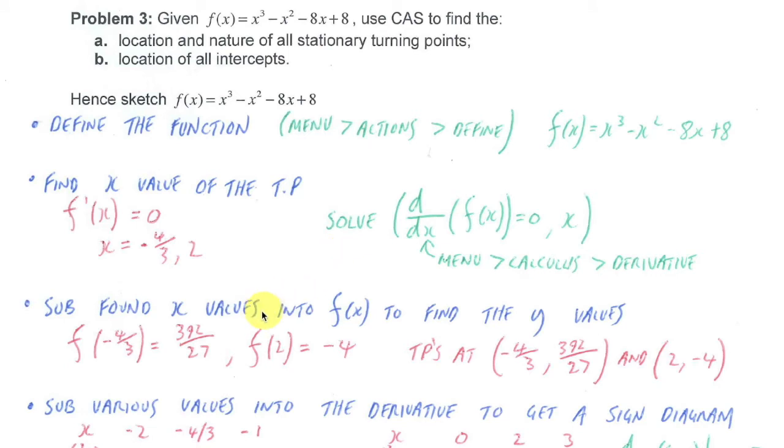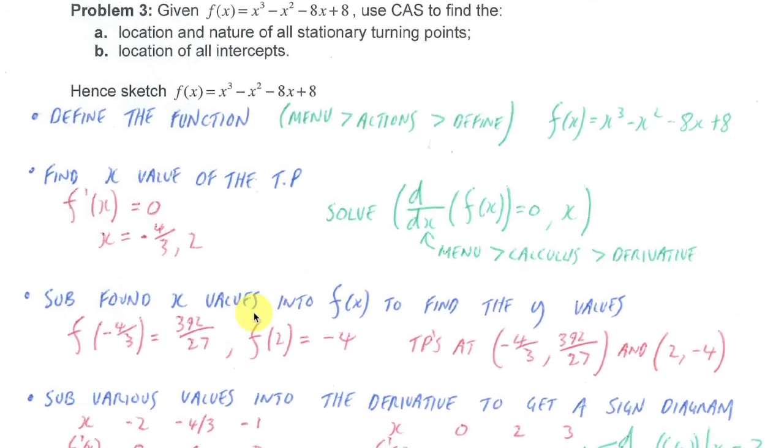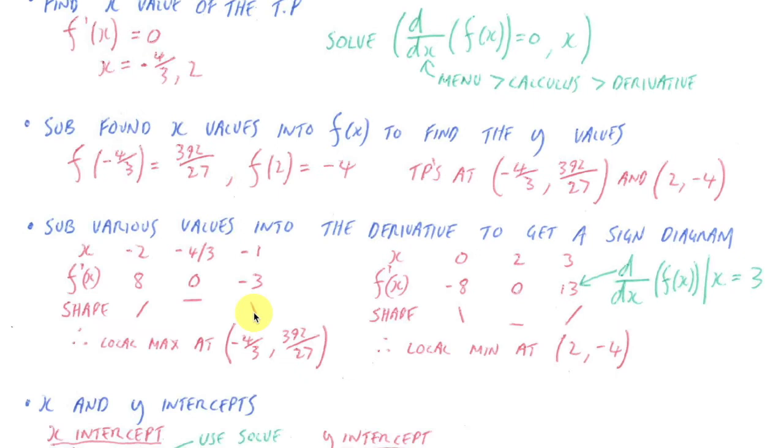I now need to work out the corresponding y values. So I will substitute x = -4/3 into f(x) to produce 392/27. Do the same thing for 2 to produce -4. And that gives me these two turning points.